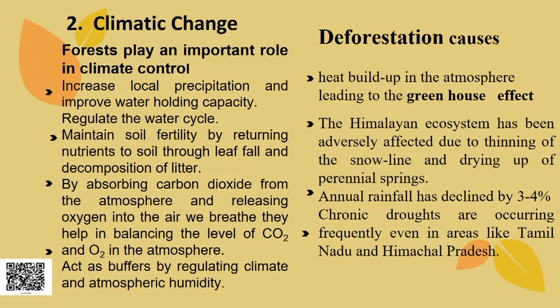So if there are forests, they help in various ways, but in case there is no forest, deforestation causes heat buildup in the atmosphere, leading to the greenhouse effect. The Himalayan ecosystem has been adversely affected due to thinning of the snow line and drying up of perennial springs. Annual rainfall has also declined by 3 to 4%. Chronic droughts are occurring frequently, even in areas like Tamil Nadu and Himachal Pradesh.